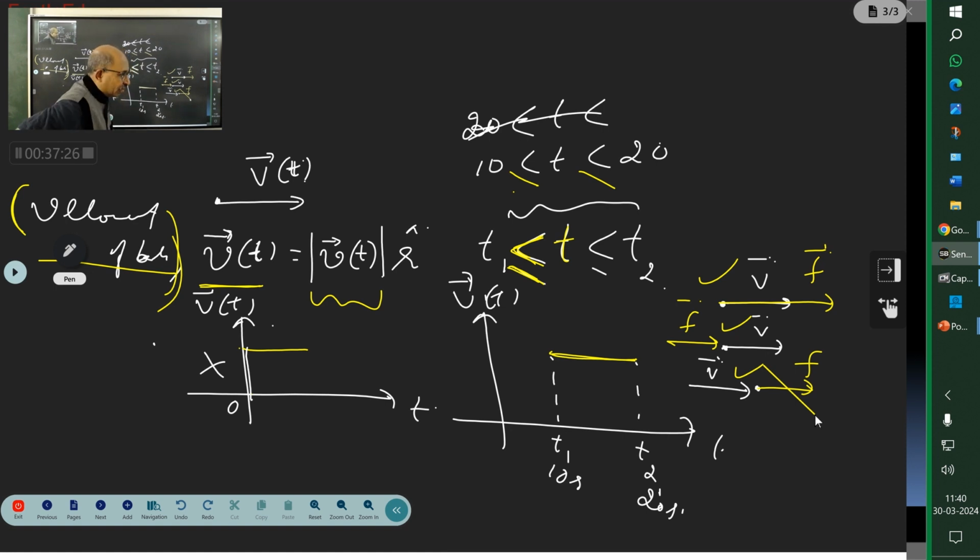Now for me, if you push from behind, something will happen. Instead of that, if you pull from front, what will happen? Same thing will happen. No.